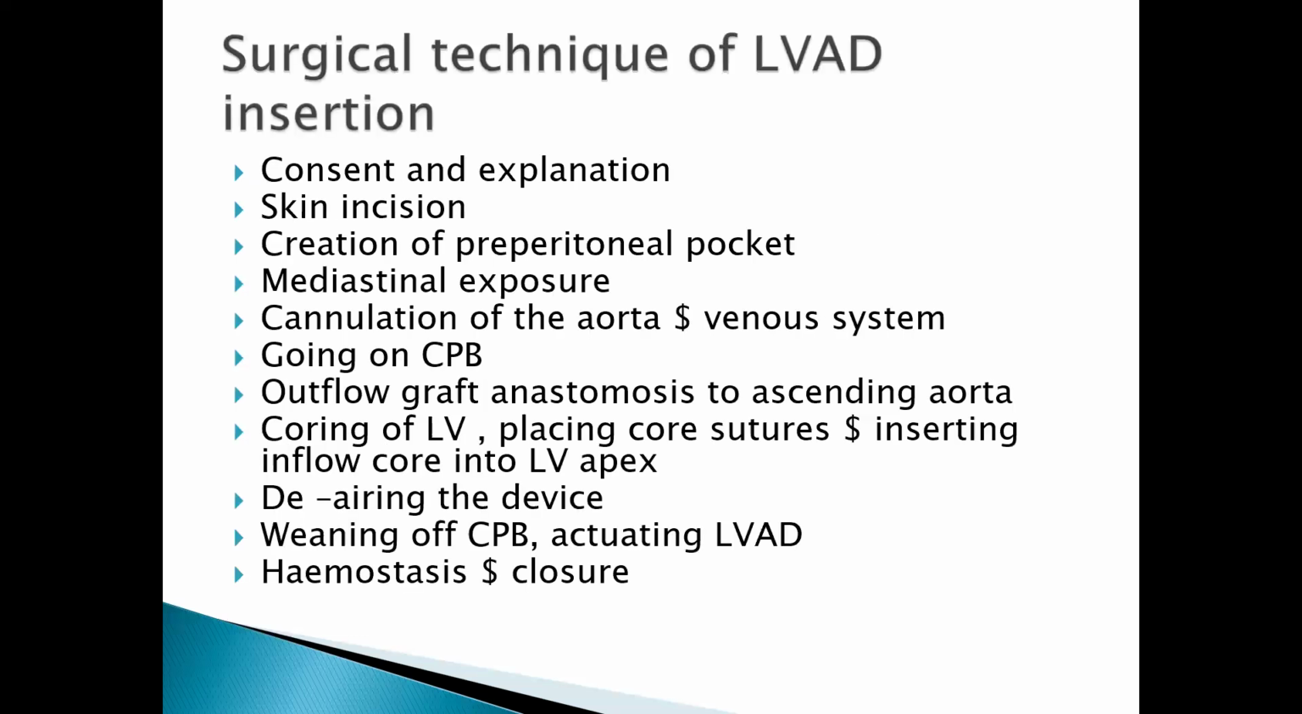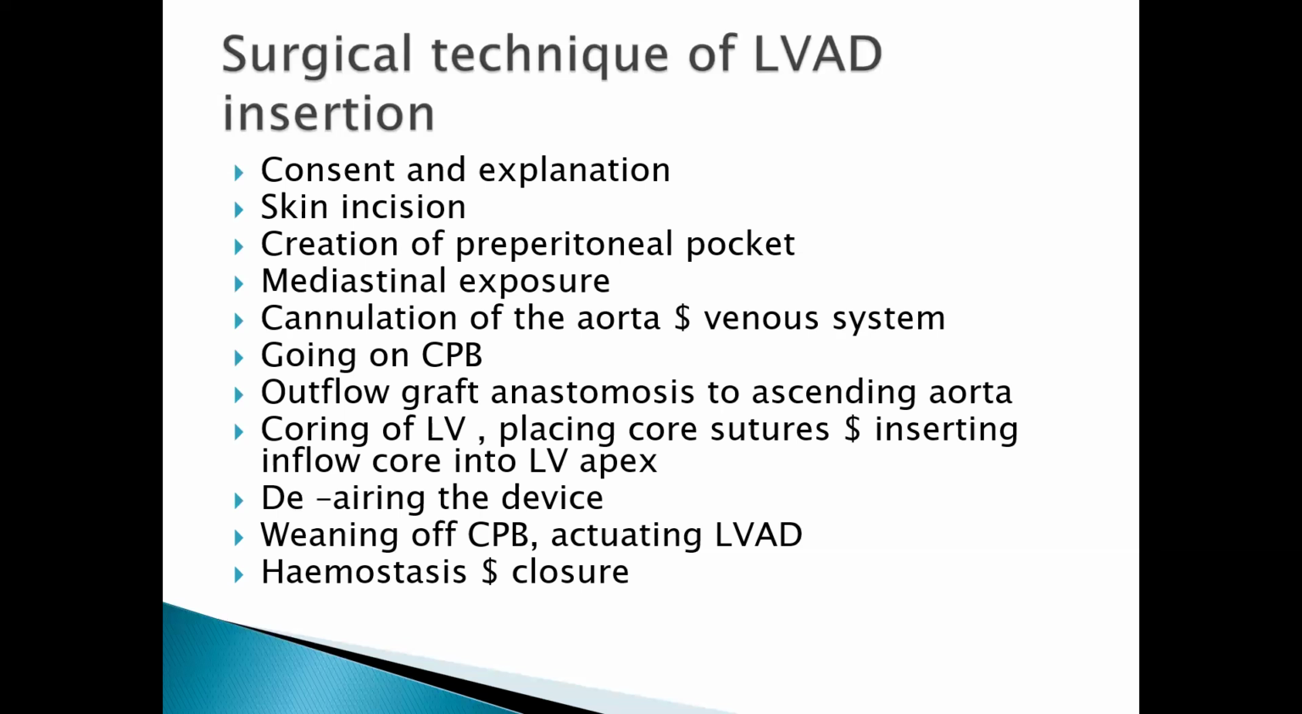Now, how do you insert a left ventricular assist device? Like I said, one of the limitations of a ventricular assist device is that it requires surgical expertise and sometimes may require open heart surgery. First, you need to consent the patient and explain what you want to do. You make a skin incision. Then you create a pre-peritoneal pocket where the device will be put. When you expose the mediastinum, you want to cannulate the aorta and the venous system.